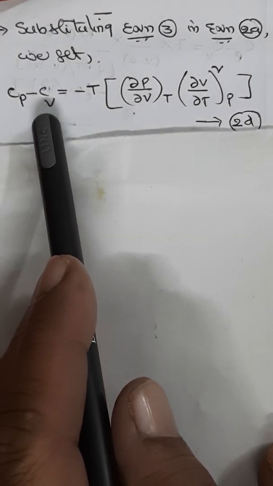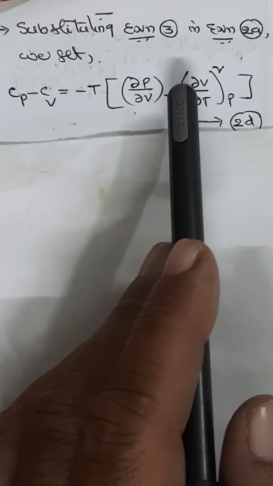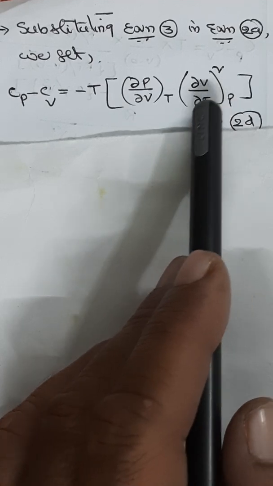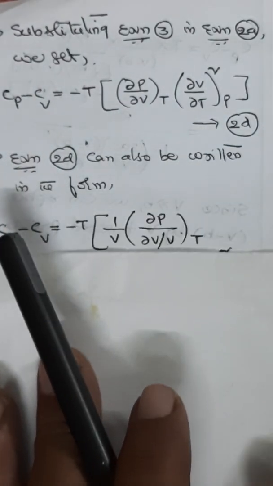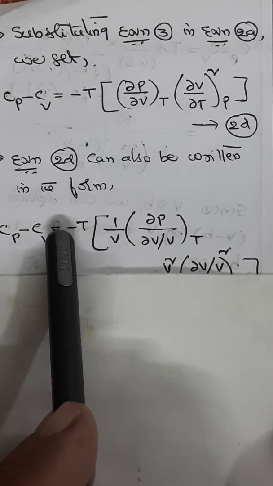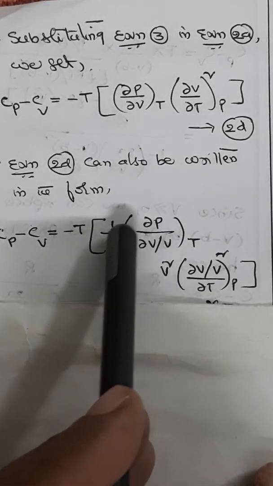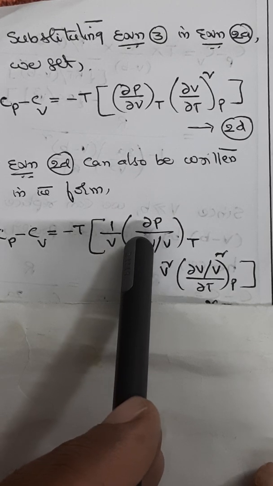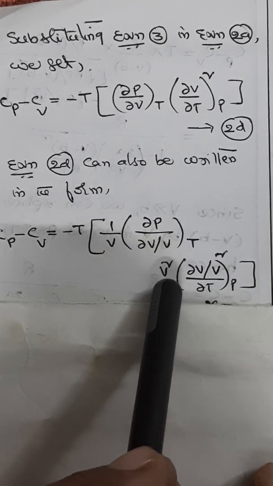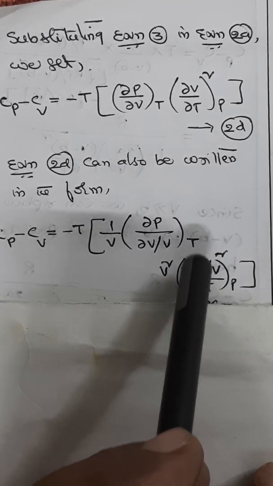Cp minus Cv equal to minus T into ∂P/∂V at T into (∂V/∂T at P) whole square. Let it be equation 2d. Now this equation 2d can be written in this form also: Cp minus Cv is equal to minus T into 1 by V into ∂P/∂V by V at T into V square into (∂V by V by ∂T) whole square at P.